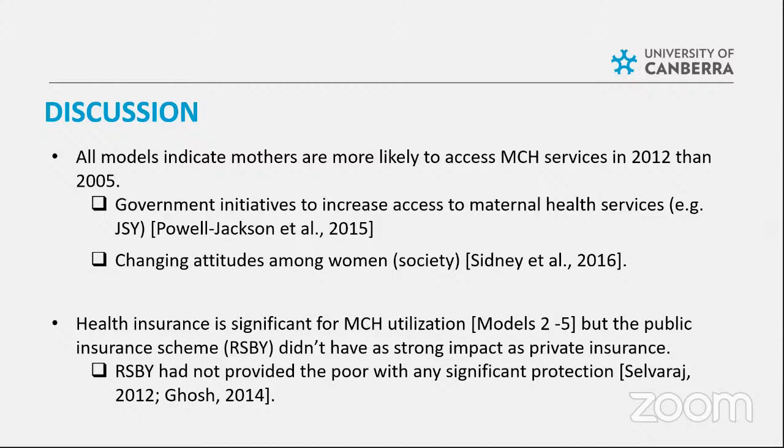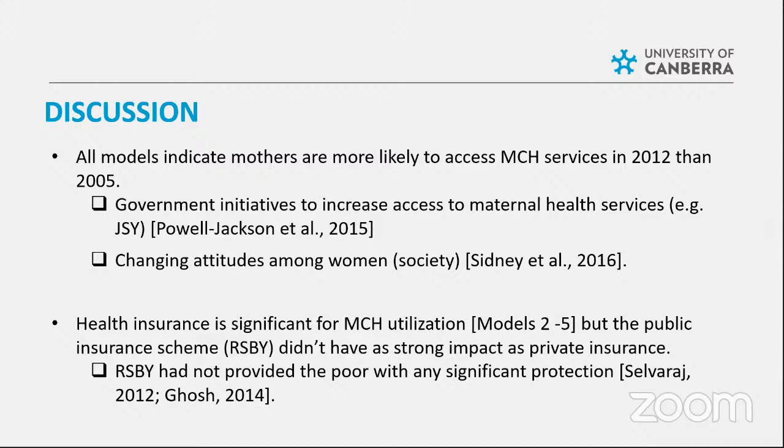Another possible explanation for this increased MCH access is attitudinal change among women in society over time. Researchers have noted there is a socio-cultural preference for home-based births in India. There is this prevalent view that childbirth is a natural occurrence that doesn't require professional assistance. But there is evidence that these female community health workers, ASHAs, which I mentioned earlier, who visit pregnant women in their homes and provide them counseling, have helped to change society's attitude towards maternity care. So that would also explain the increase in MCH service access, attitudinal change among women in the society.